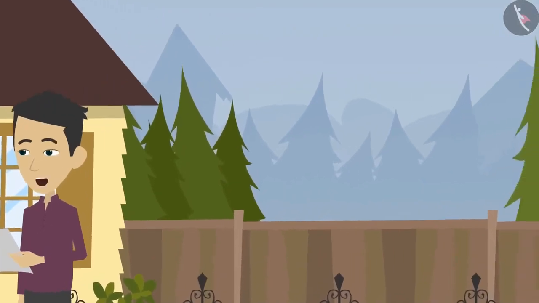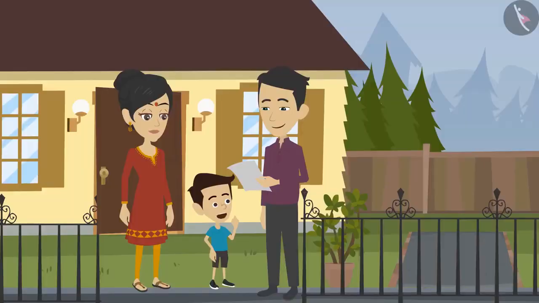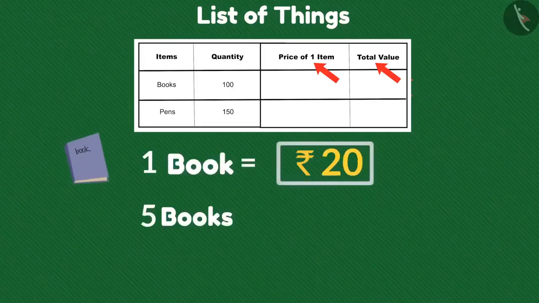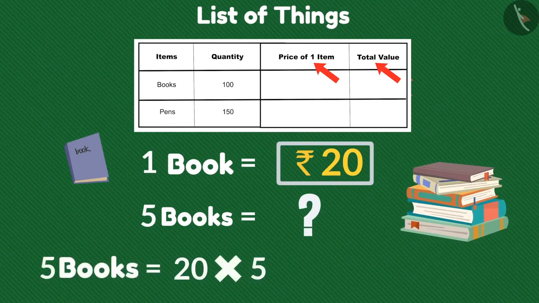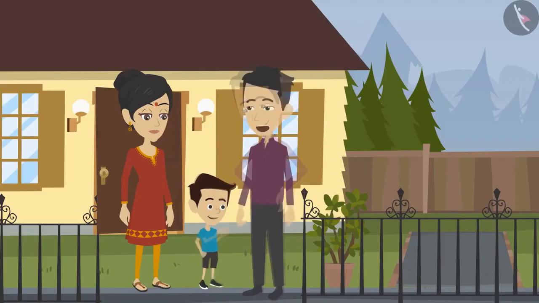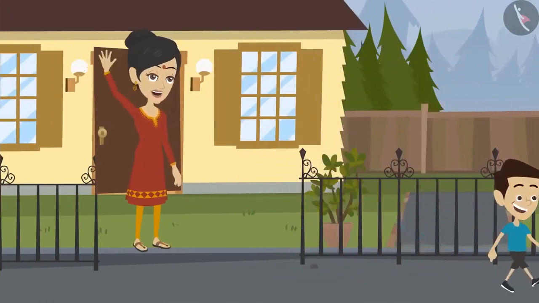For instance, I made this list. I have entered the number of items I need, but I need to enter the amount. Then I will get to know how much money is required to buy the things. How is that, Dad? Suppose one book costs rupees 20 and I want to buy 5 in total. Then how much money is required to buy the books? 20 multiplied by 5, that is 100 rupees. Oh, wow, Dad! Come on, let us go and buy things and see how much money we really need.